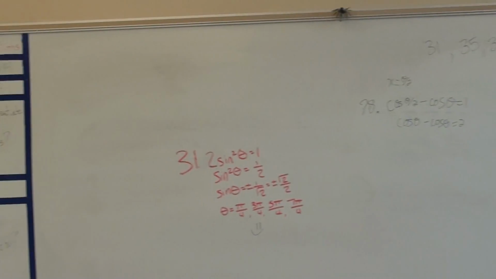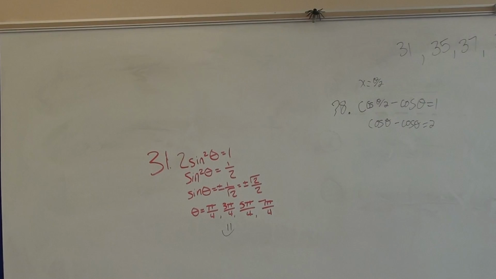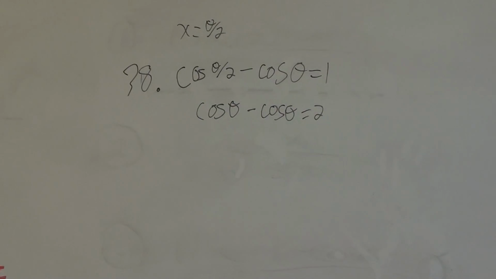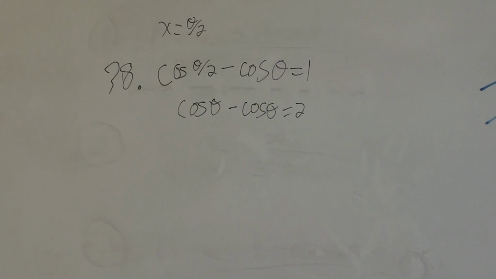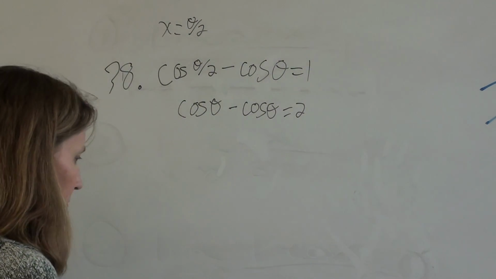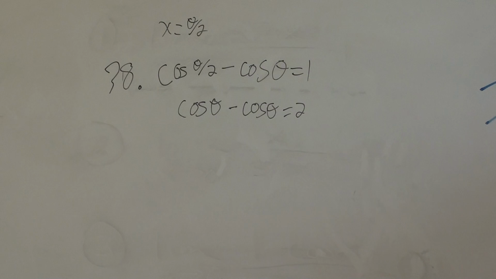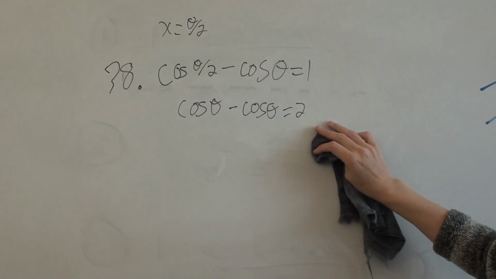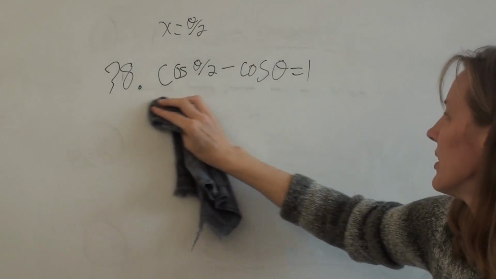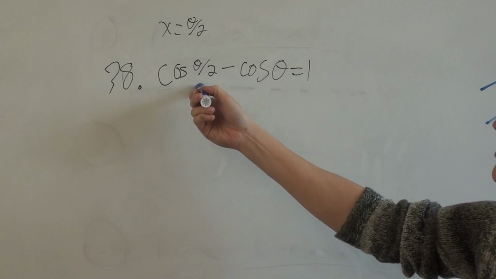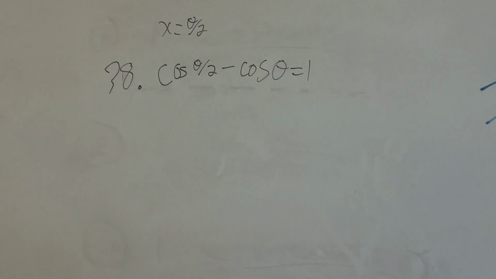38. Let's zoom in a little bit. It's written kind of small. I use a trick for solving 38. Do you mind if I erase this line? Go for it. What this says here is 0 equals 2. Yeah, that's like what I did. Okay. All right. So the equation given is cosine of theta over 2 minus cosine theta equals 1.